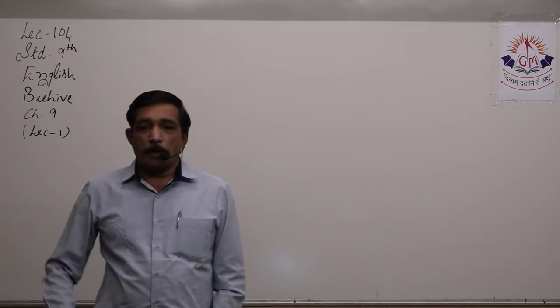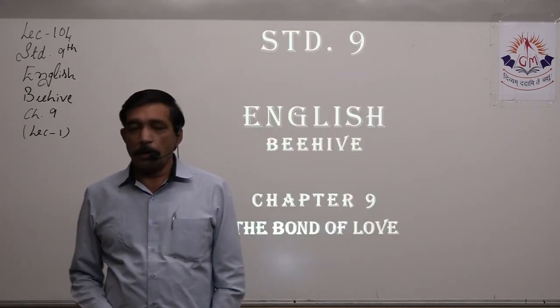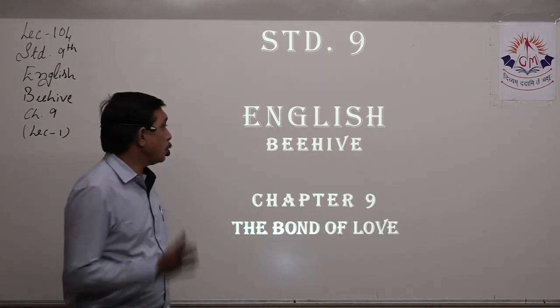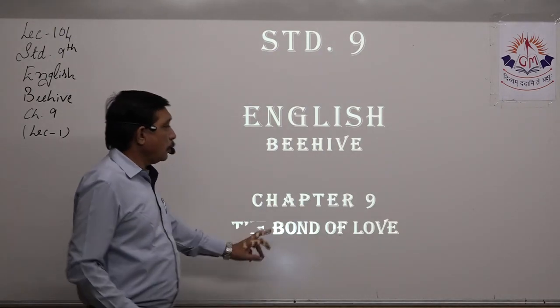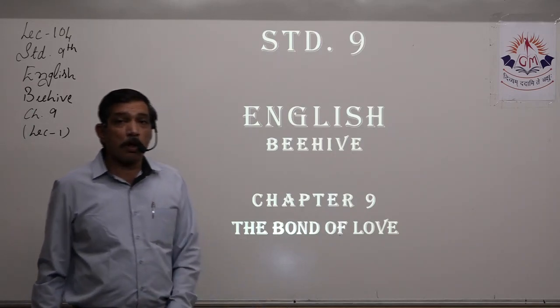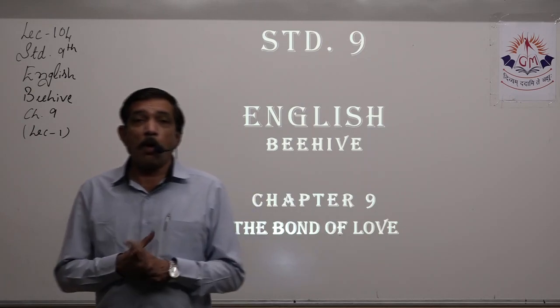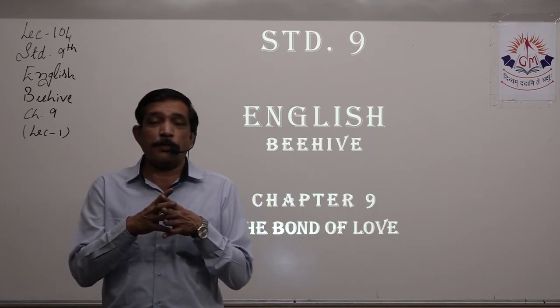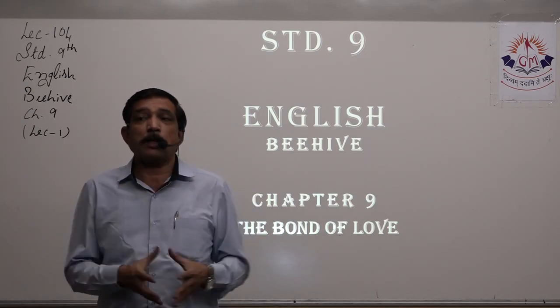Students, from today onwards we are going to start with a new chapter in the main book, that is Behave. New chapter, chapter number 9. Name of the chapter is The Bond of Love. Now, bond means an attachment which is joined, right?